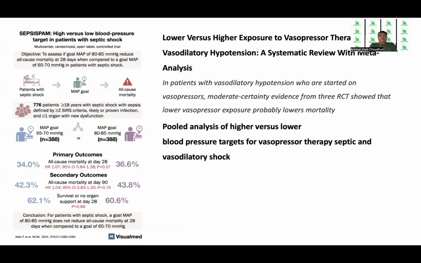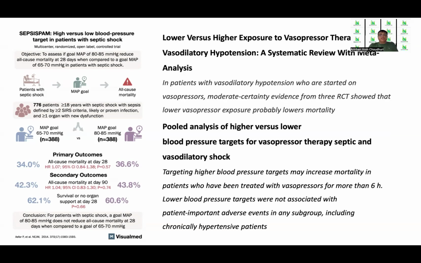And in the first study, in patients with vasodilatory hypotension who were started on vasopressors, moderate certainty evidence from 3 RCTs showed that a lower vasopressor exposure probably lowers mortality. On the contrary, in the other pooled analysis of higher versus lower blood pressure targets for vasopressor therapy in septic and/or vasodilatory shock, they found that targeting higher blood pressure may increase mortality in patients who may have been treated with vasopressors for more than 6 hours. And lower blood pressure targets were not associated with patient-important adverse events in any subgroup, including chronically hypertensive patients.